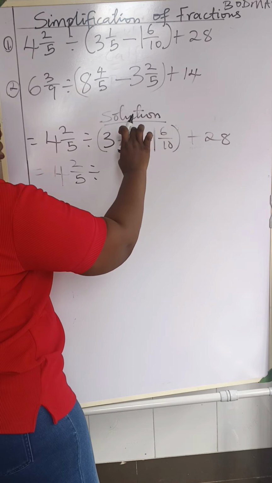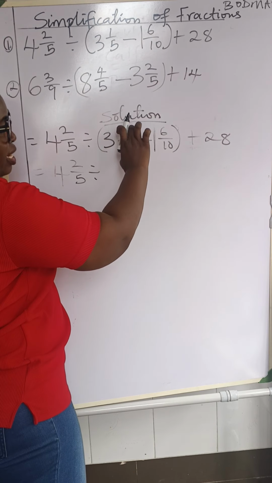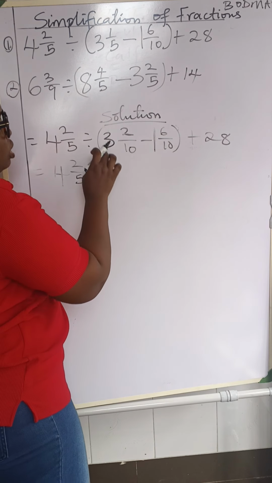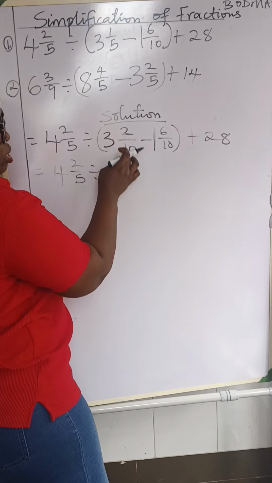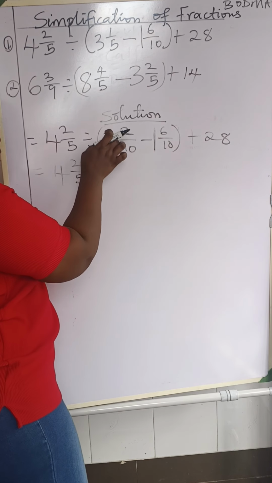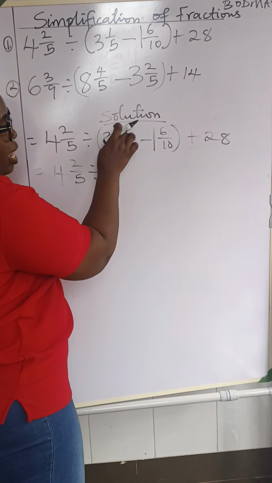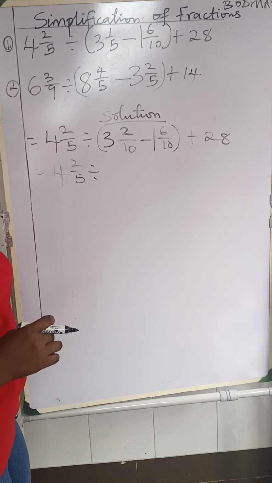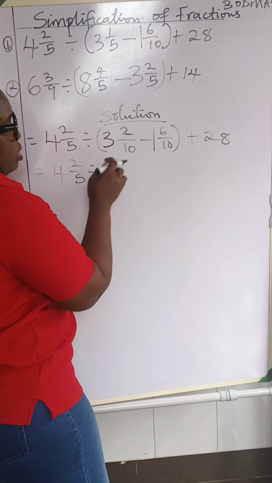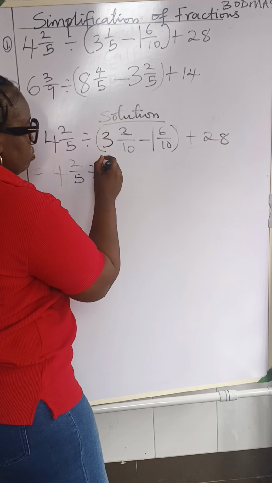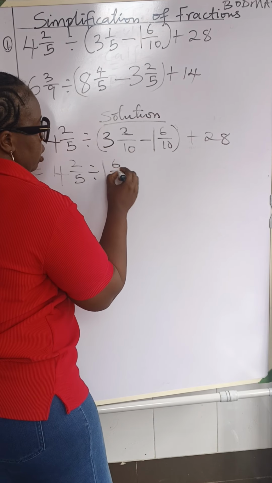But since this fraction is still smaller, we are going to borrow from the 2 whole number that is there, because the 2 whole number is attached to this 2 over 10 right here, right? The one we are borrowing, we'll call it 10, the denominator. That 10 added to the 2 we already have in the numerator is going to be 12 over 10. Then we have 12 over 10 take away 6 over 10. That means 12 take away 6 is going to be 6. So we'll have 6 over 10 as the answer.